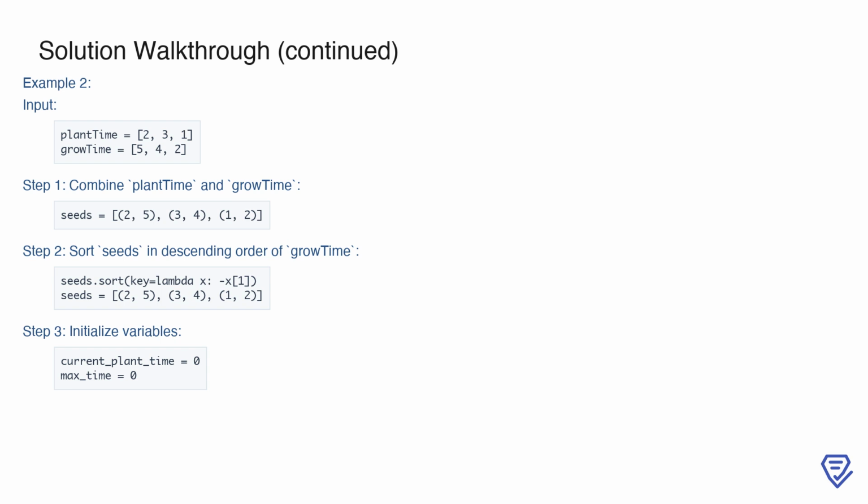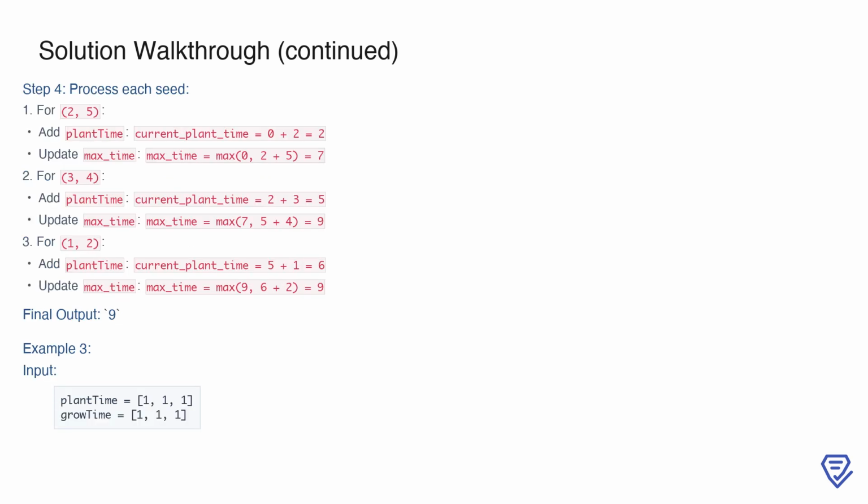Let's look at another example where the planting times are [2, 3, 1], and the growing times are [5, 4, 2]. First, we combine these into tuples, resulting in (2, 5), (3, 4), (1, 2). Then, we sort this list in descending order of growing times, so that seeds with longer growing times are prioritized for planting. After sorting, the list remains (2, 5), (3, 4), (1, 2). As before, we initialize current_plant_time and max_time to 0, and will process each seed in this sorted order.